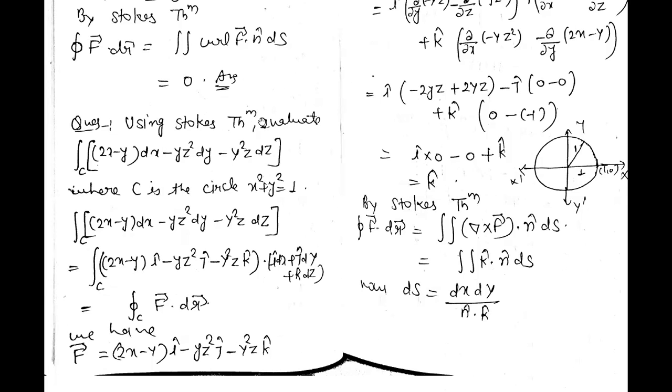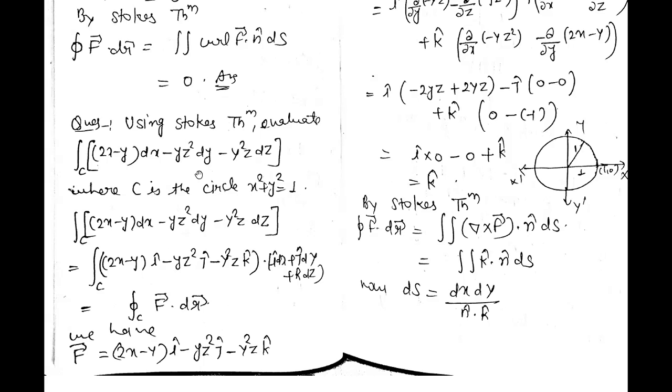Now, second example is here. Using Stokes theorem, evaluate this line integral, where c is the circle x square plus y square is equal to 1. So you can see here that your circle is given, x square plus y square is equal to 1, means only in the xy plane, no z plane, right? Where c is the circle, this is your unit circle.